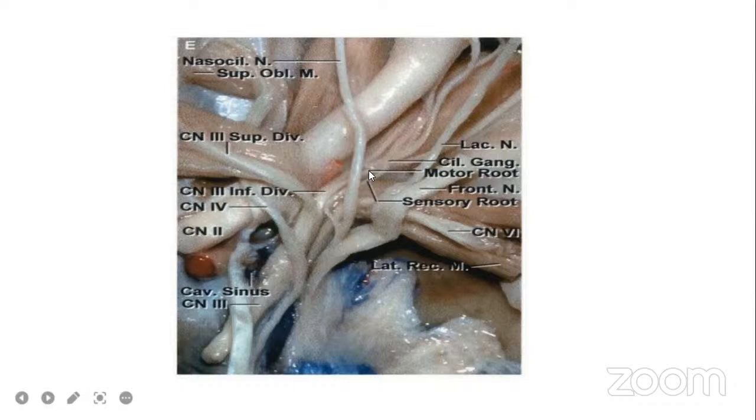Ciliary ganglion, motor root. Here's the frontal nerve, sensory roots. Here's the inferior division of the oculomotor nerve and the superior division. Here's the cavernous sinus, medial to the trigeminal ganglion, cranial nerve 3.